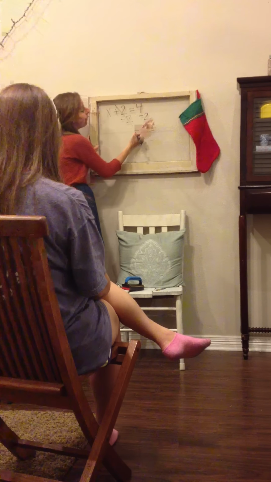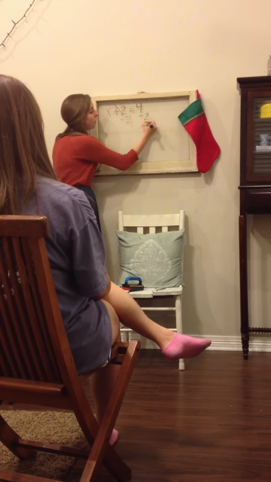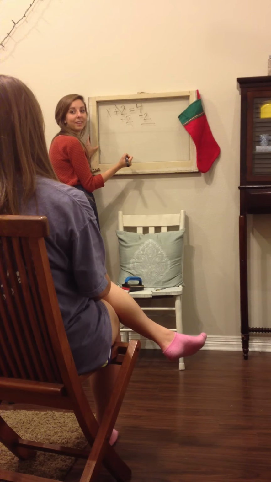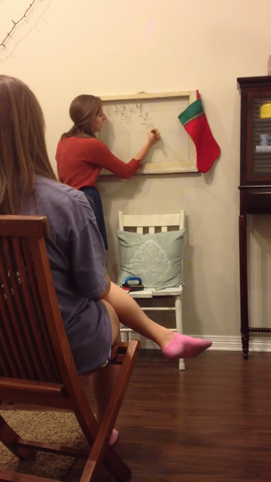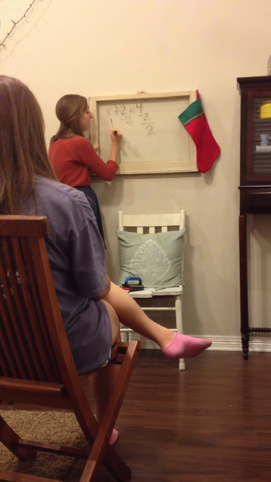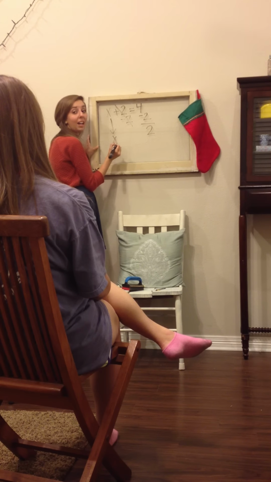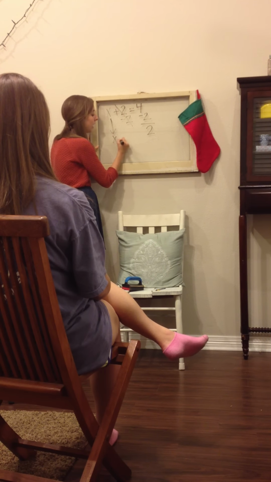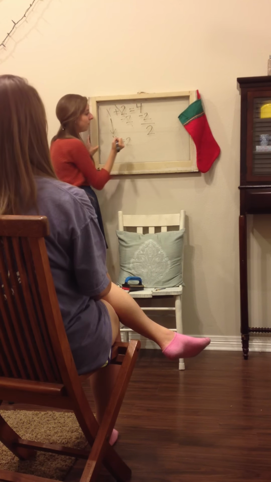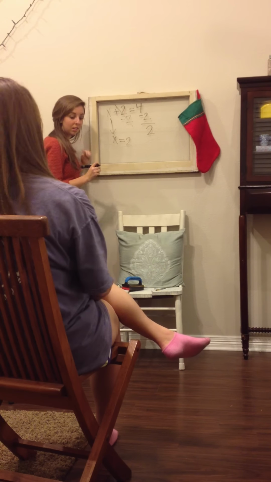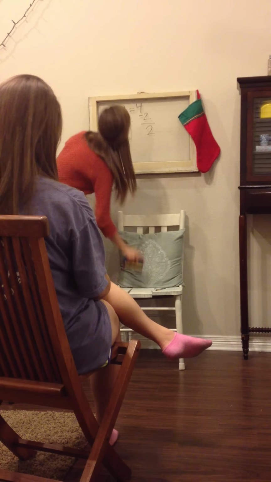So 4 minus 2 equals what? 2. Exactly. And then you bring down the variable x, which is what we're trying to find. So x equals 2. Does that make sense? And there were 2 in the bag. 2 in the bag, exactly.